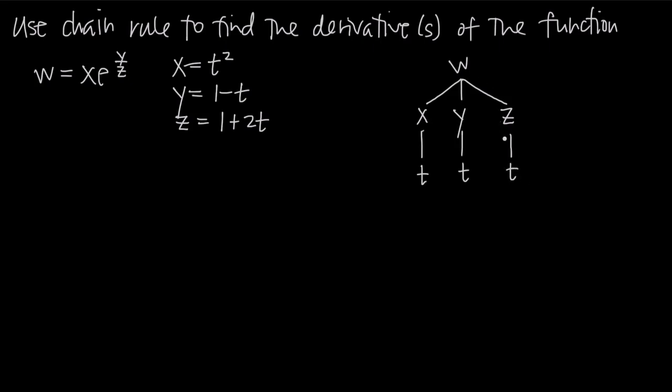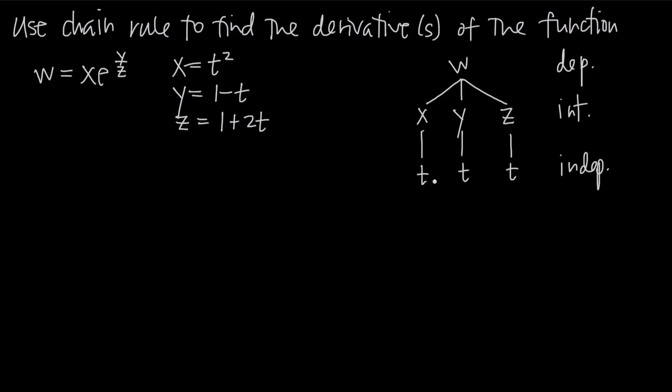So now you can label the parts of your tree diagram. The variable at the top is the dependent variable, so we can label that. The variables in the middle are the intermediate variables, and the variable or variables at the bottom are going to be independent variables. And what you want to do is identify how many independent variables you have. If you have one independent variable, then it's a case type 1 multivariable function. If you have two or more independent variables, then you're looking at a case type 2.